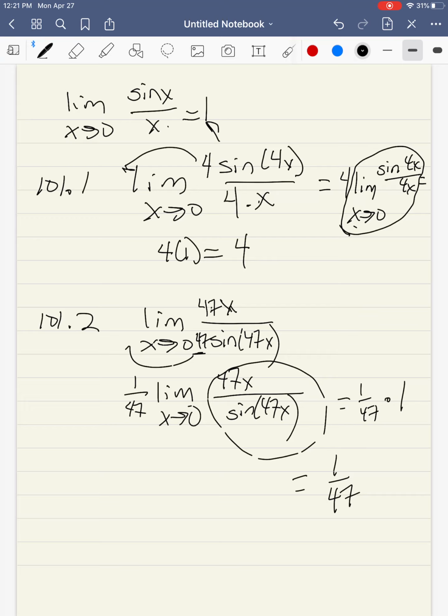Now you're welcome to look over the proof that's on page 519, but you won't be responsible for it. So that's the end of lesson 101.